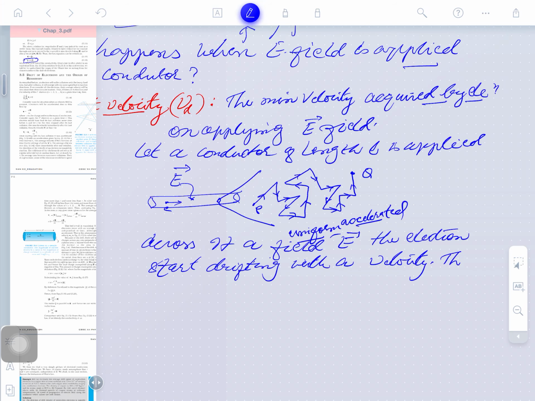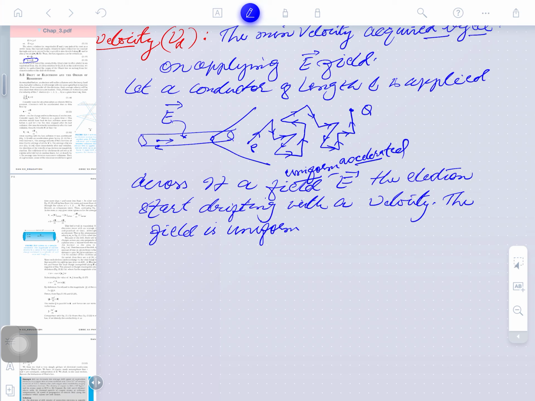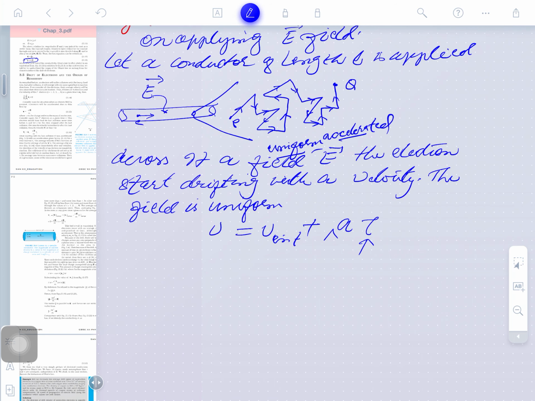Okay, since the field is uniform, therefore the motion is uniform accelerated motion. V is equal to U initial plus acceleration. Acceleration is taken as A, and we take tau. Tau is the time. The initial velocity is obviously taken as 0.